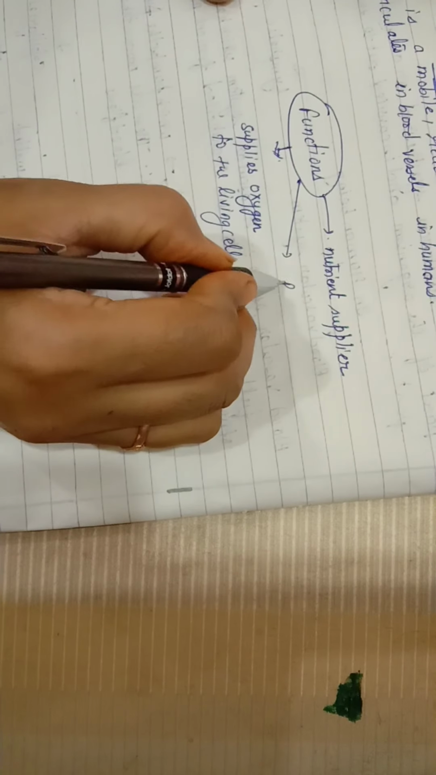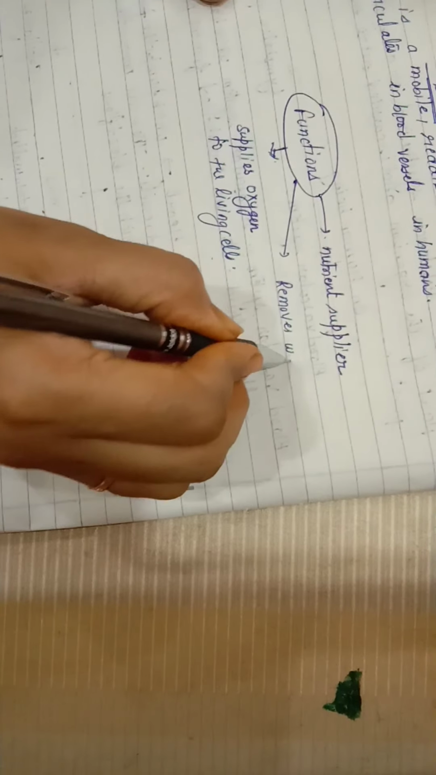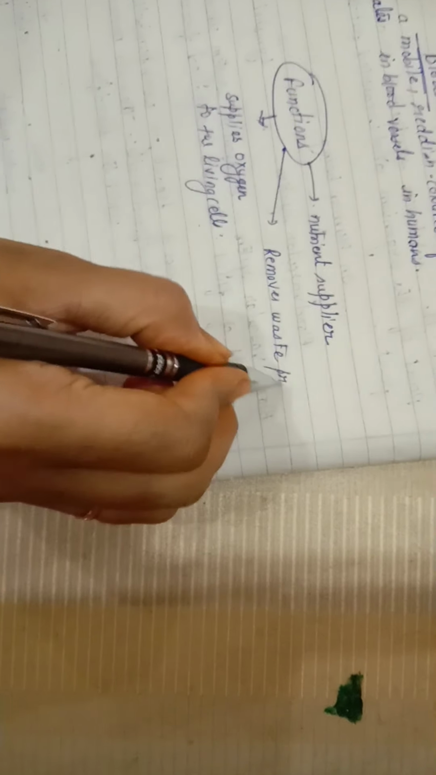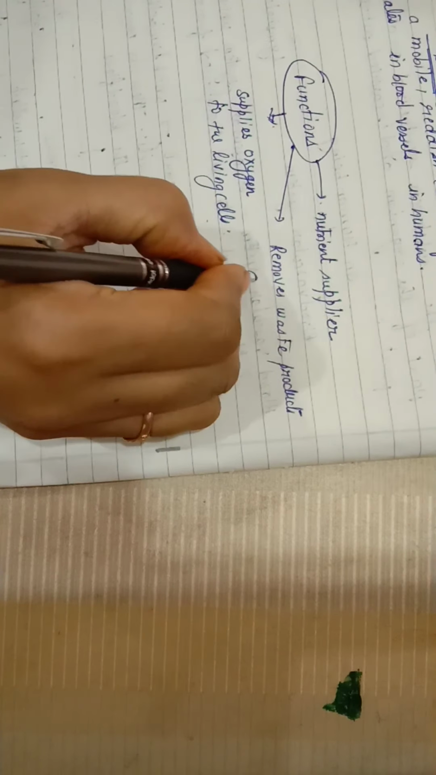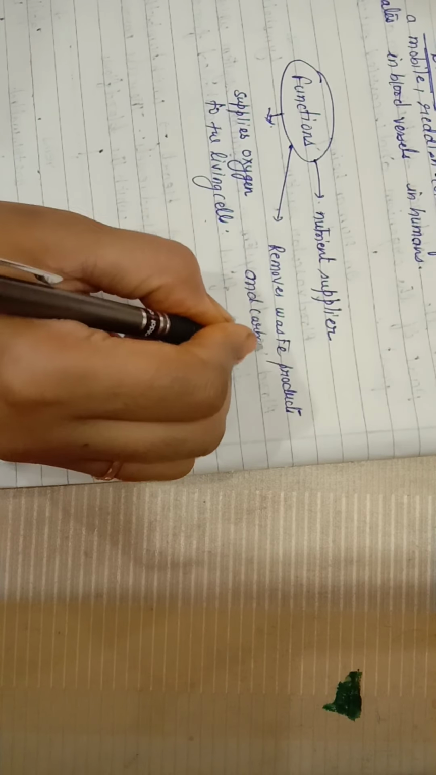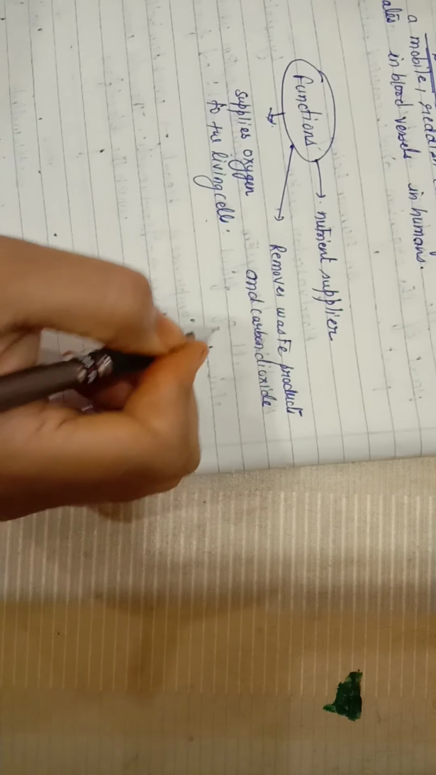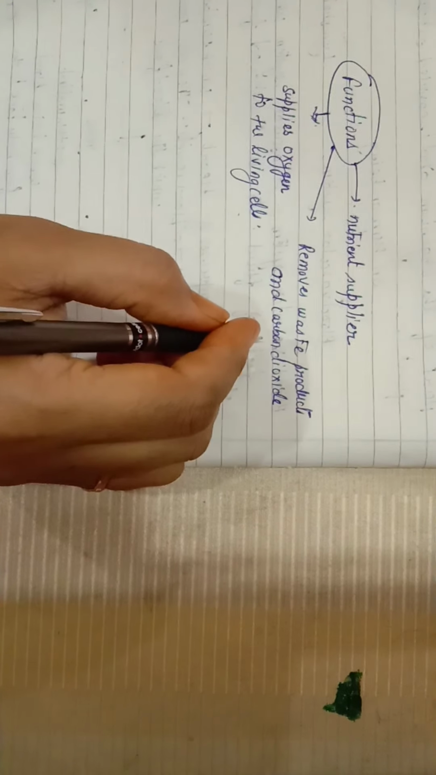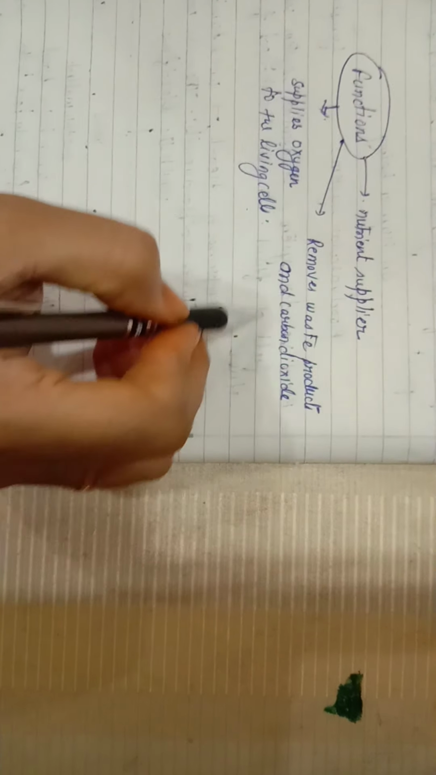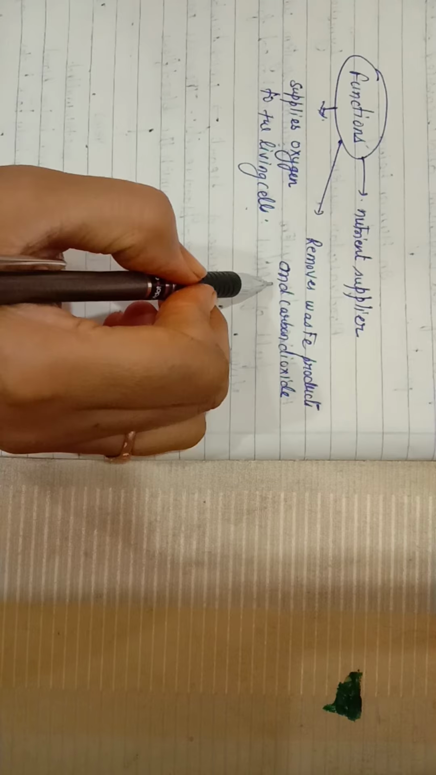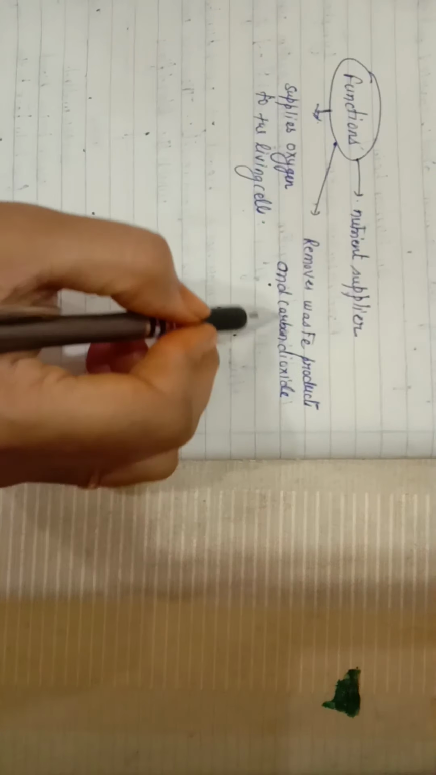The next one is that it removes waste products, or it acts as an eliminator, removing waste products and carbon dioxide. When the blood becomes deoxygenated, that is, when all the oxygen has been utilized by our body parts, the deoxygenated blood is carried to the heart, and the carbon dioxide is then removed. So it removes carbon dioxide, and along with this, it serves many other functions also.